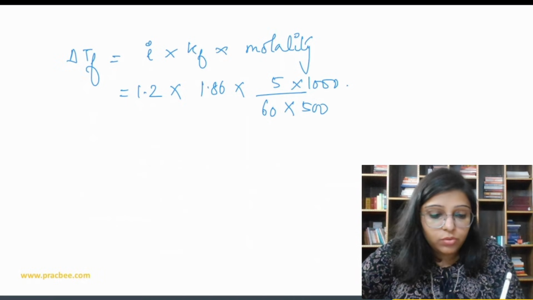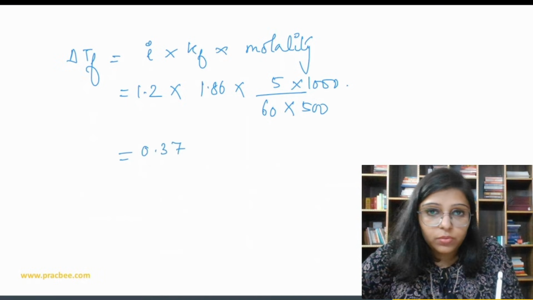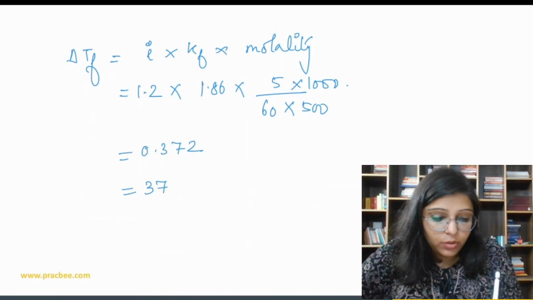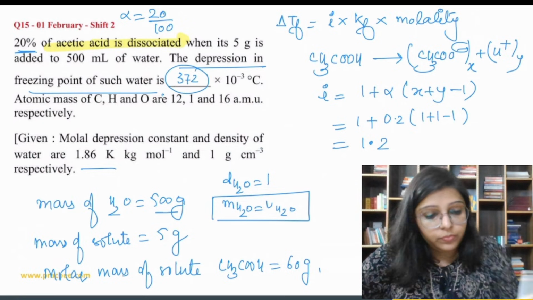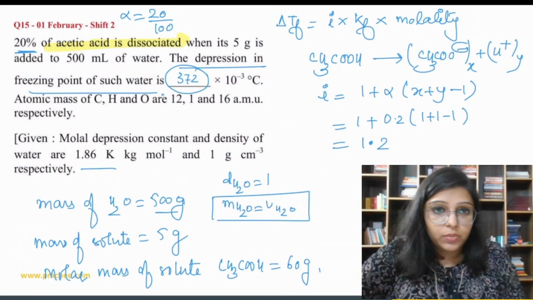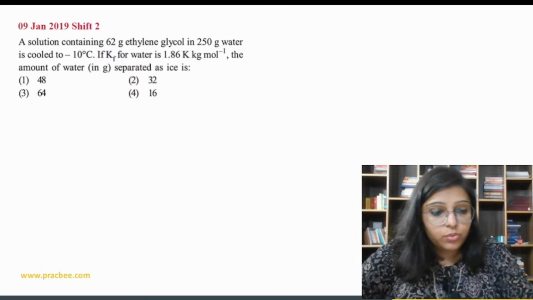Okay, so when you solve this, you get 0.372 as the answer. You have to report the answer in terms of 10 to the power minus 3. So the answer is going to be 372. Okay, 372 is going to be the answer. Now let's do the next question.